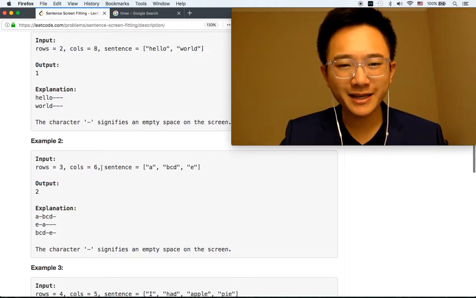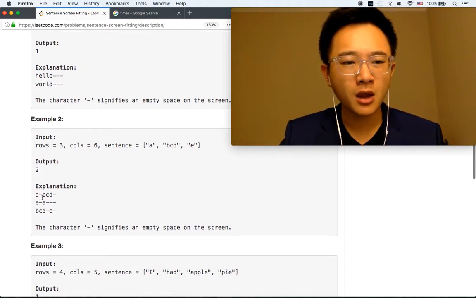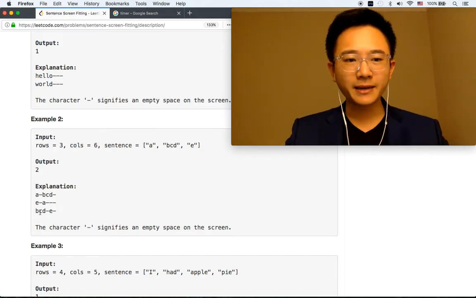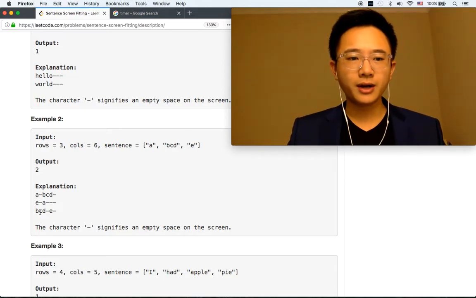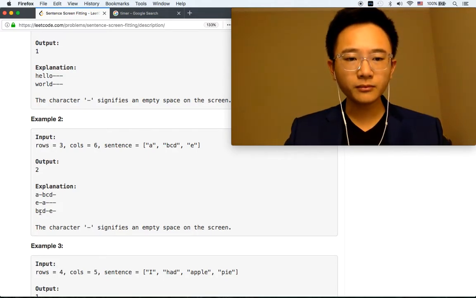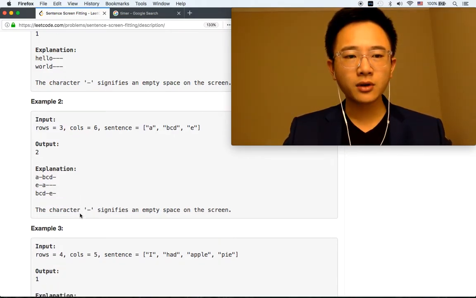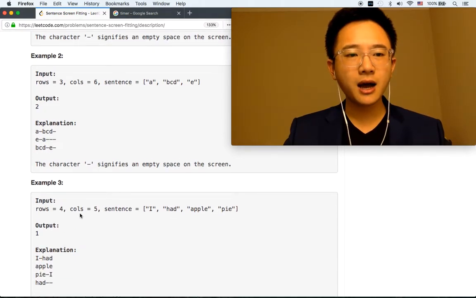So we have 3, 6 and A, B, C, D, E. So we have A space, B, C, D space, and then E and space, A space, space, space. The reason why we have 3 spaces is because we have B, C, D right after A, so we can't put a 3-letter word right after A. And then space, E space. So in this case, we can only put 2 sentences, all right?